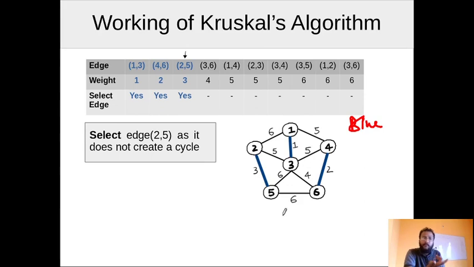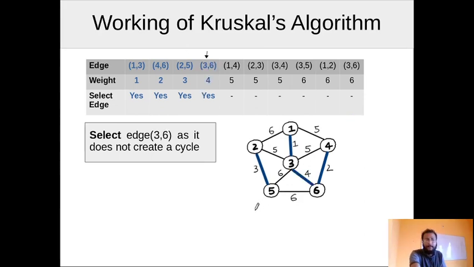Okay. 2 5 I select because it does not create a cycle. Similarly, 3 6 I select because it does not create a cycle. So, I select 3 6 also.